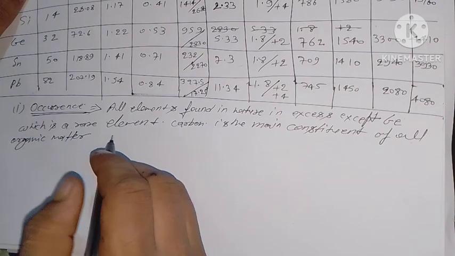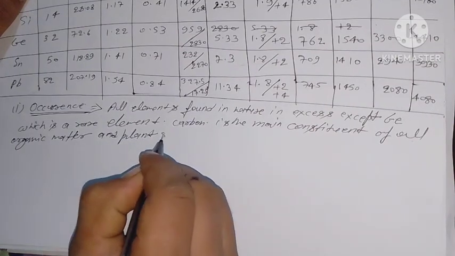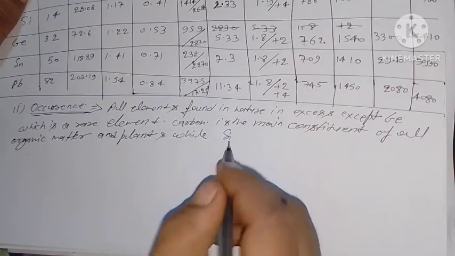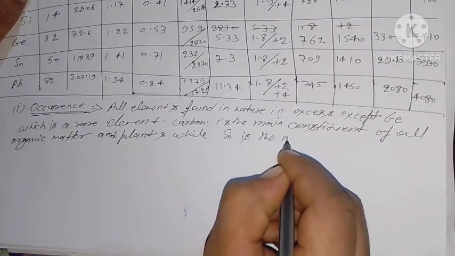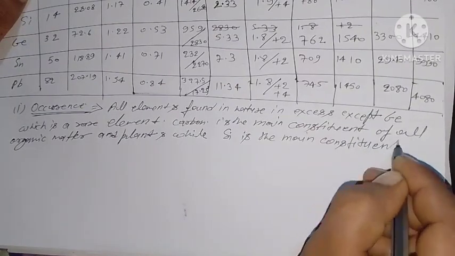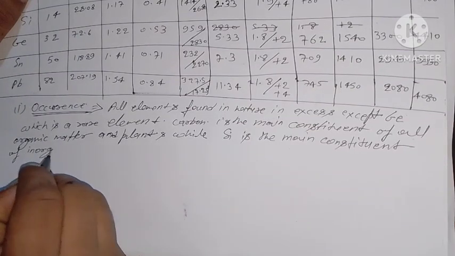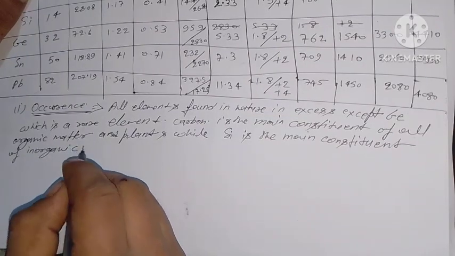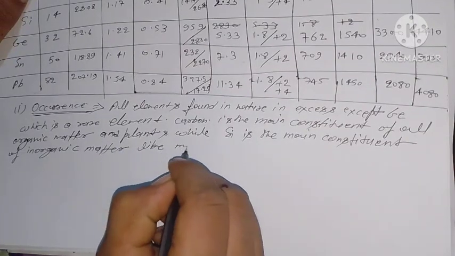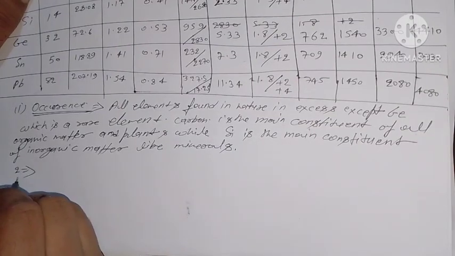Okay, and plants wise, silicon is the main constituent of inorganic matter like minerals. Okay. Second point, metallic nature.